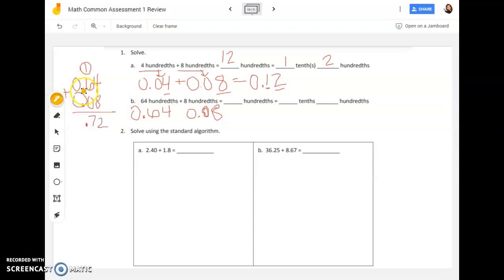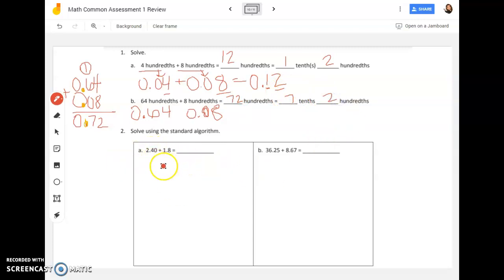So the whole way up my problem, all of my decimals must be stacked one on top of the other. That is super duper important. And then last I have 0 plus 0, which is 0. So that gave me 72 hundredths, which is the same thing as having 7 tenths and 2 hundredths.